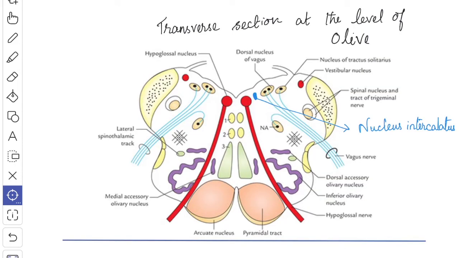Next we'll see the features of transverse section at the level of the olive. So this section passes through the floor of the fourth ventricle and the middle of the olive. The features are, here the central grey matter is spread over the floor of the fourth ventricle and contains the nuclei from medial to lateral. You get the hypoglossal nucleus, then you have the nucleus intercalatus, then you have the dorsal nucleus of vagus and you have the vestibular nucleus, the inferior and the medial group of vestibular nucleus.